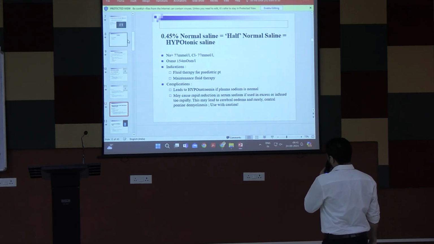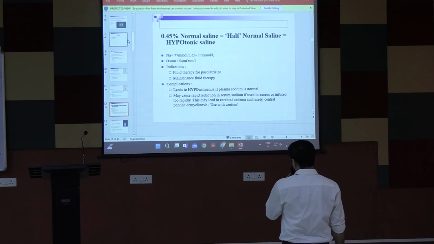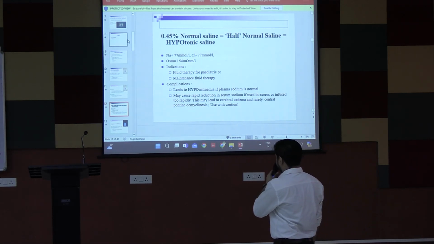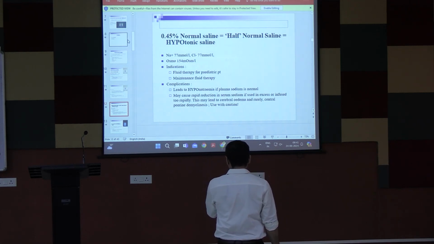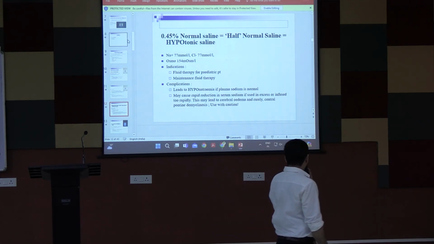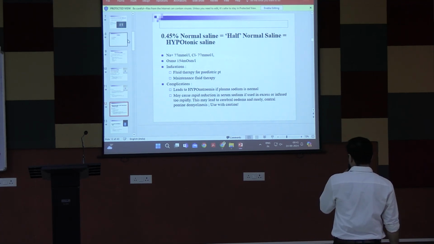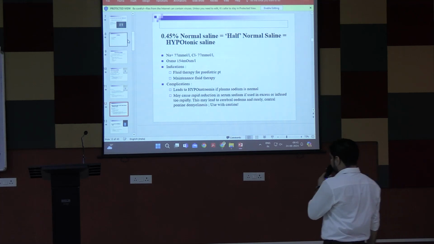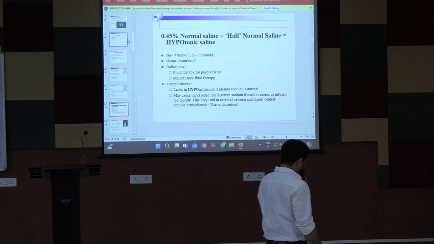0.45% saline, half normal saline, hypotonic saline: sodium 77, chloride 77, osmolarity 154 milliosmol per liter. Indication: fluid therapy for pediatric patients, maintenance fluid therapy. Complication: leads to hyponatremia if plasma sodium is normal, and may cause rapid reduction of serum sodium if used in excess or infused too rapidly. This may lead to cerebral edema and rarely central pontine demyelination. Use with caution.